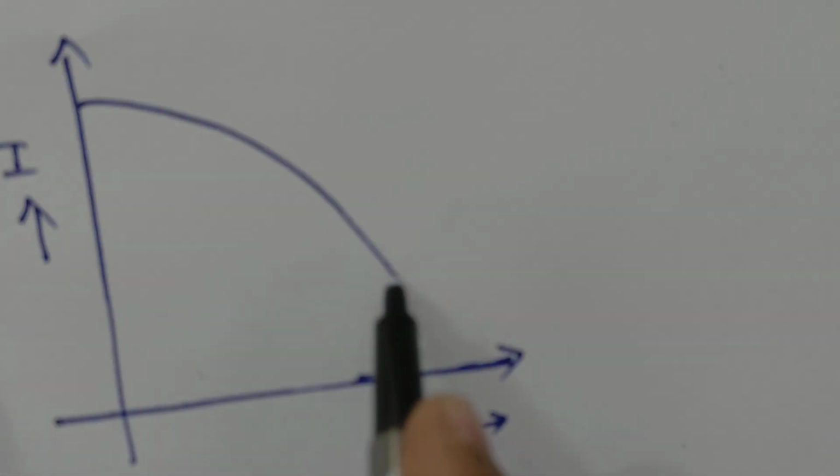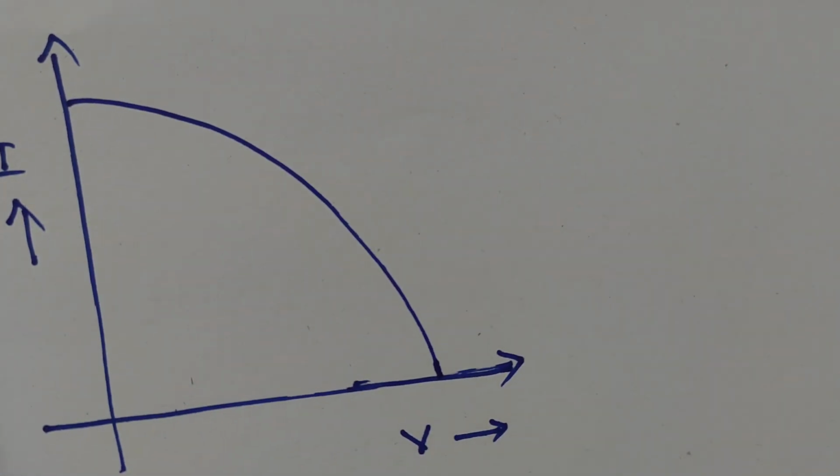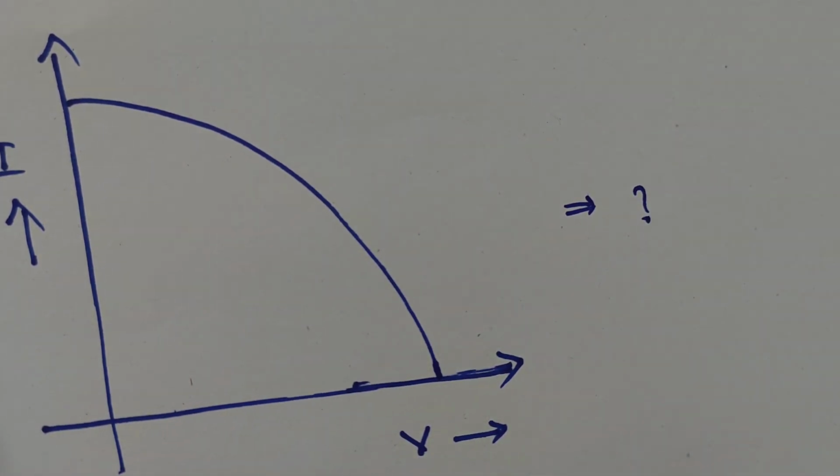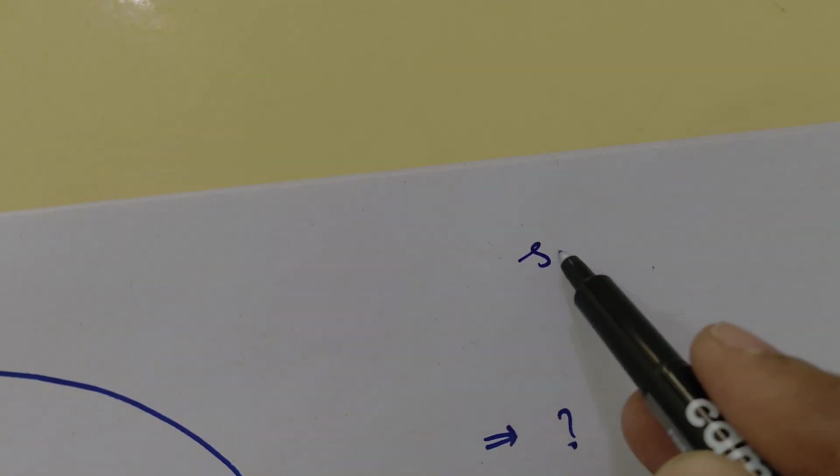When we take the current and voltage characteristics, with voltage on the x-axis and current on the y-axis, the characteristic curve is like this. Here our question is how we can analyze the obtained IV characteristic curve related to the solar cell.